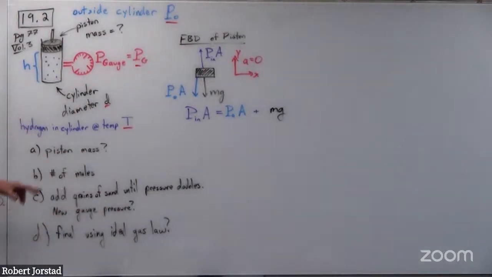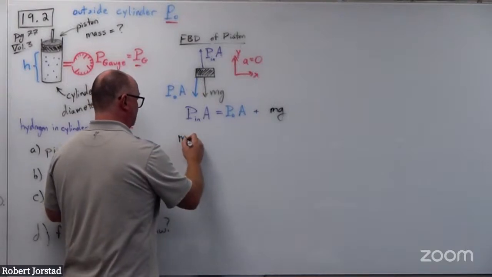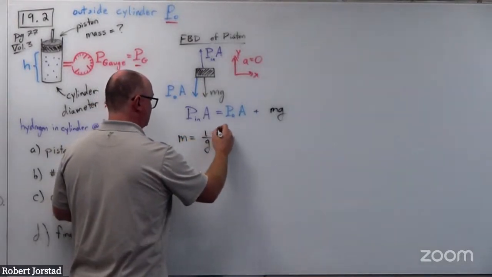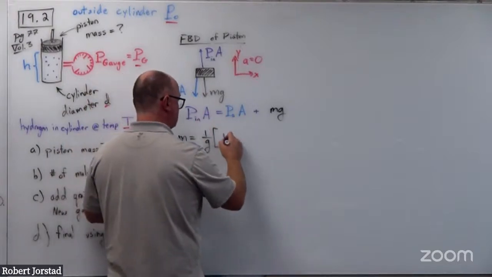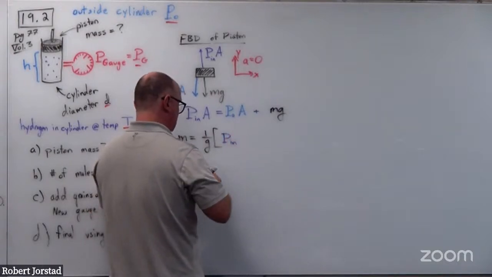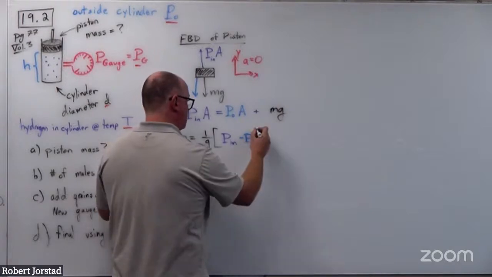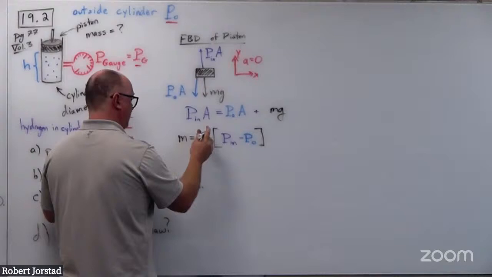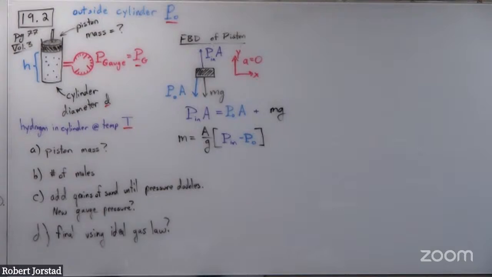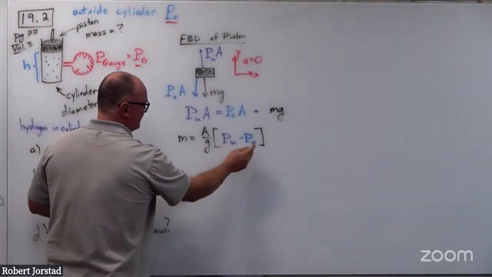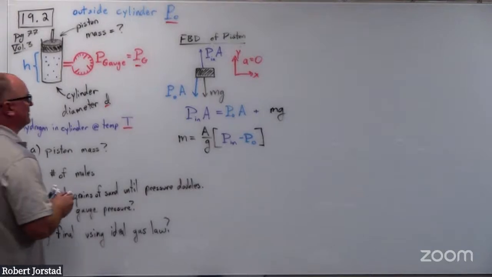So we're looking for mass. Don't forget, keep your eye on the prize. Rearrange that ratio. Move this to the other side. I'm going to factor out the area. What is this term right here? P inside minus atmospheric. That is P gauge.